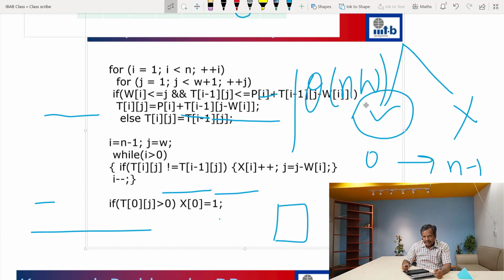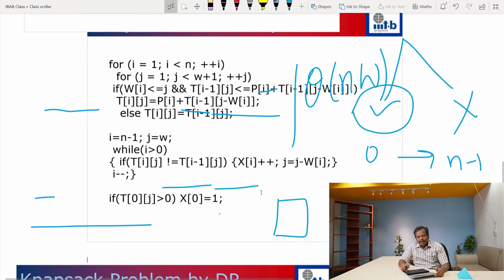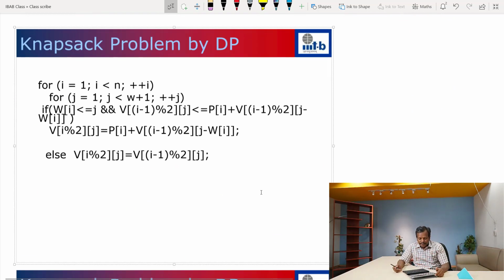So as seen earlier, if you are just interested in knowing the maximum profit that you can make, but you are not actually interested in figuring out which are the items that you want to pick, then this can be done. In this case, we can make the algorithm a little more efficient by using a two-dimensional array instead of an n-dimensional array. So the idea is exactly the same as before.